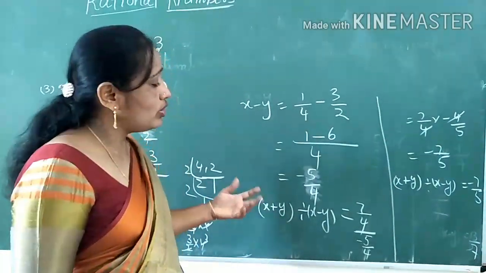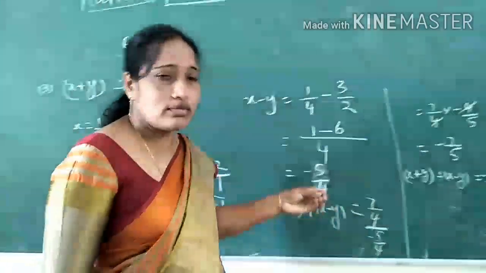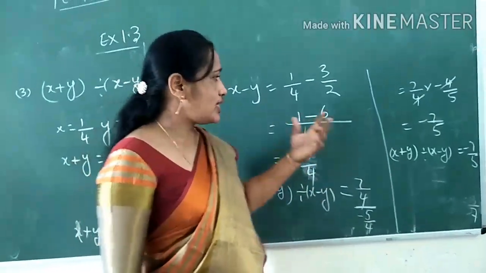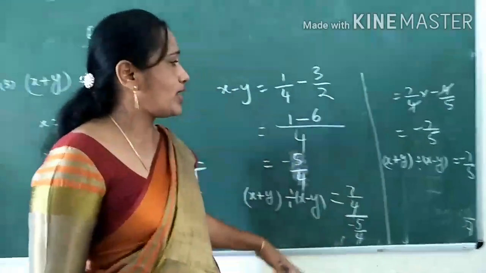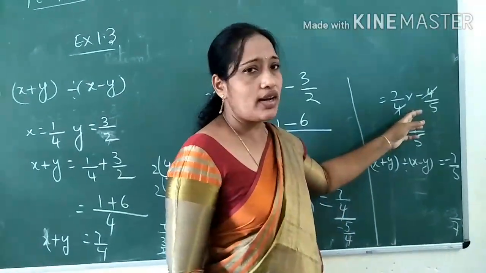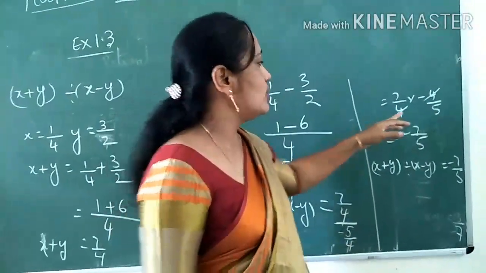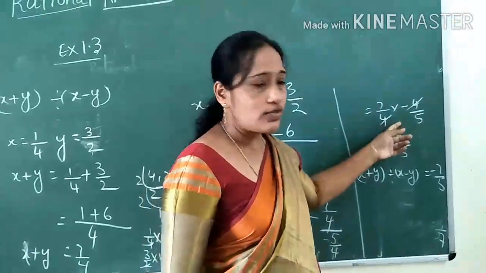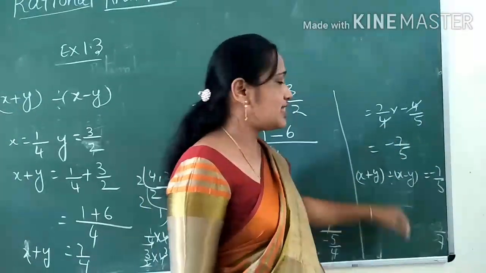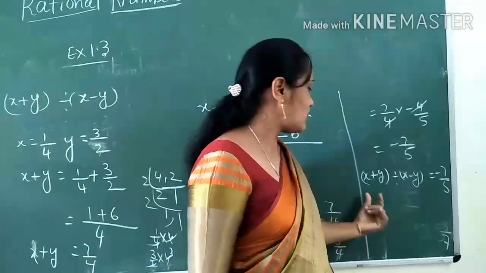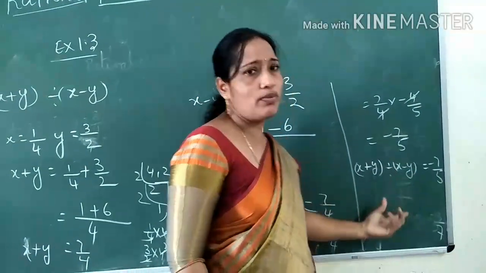We already know how two fractions are divided. The first fraction we write as usual, and for the denominator fraction we take the reciprocal. Reciprocal means we flip the fraction. So minus 5 by 4 becomes minus 4 by 5. The 4s cancel, minus 7 by 5. Finally we get the answer: x plus y divided by x minus y is minus 7 by 5.